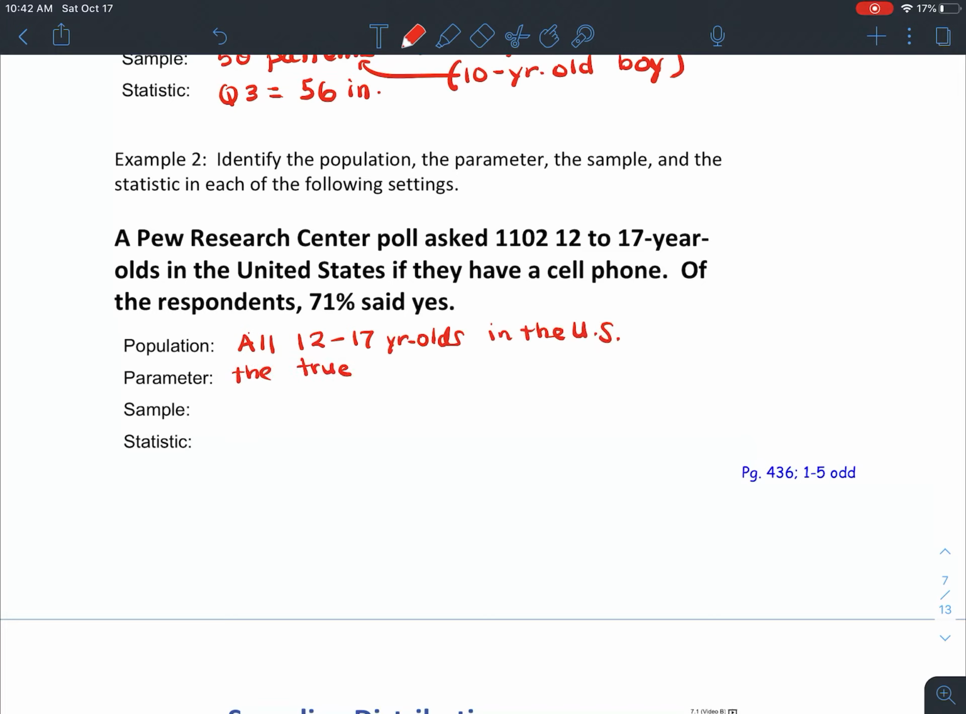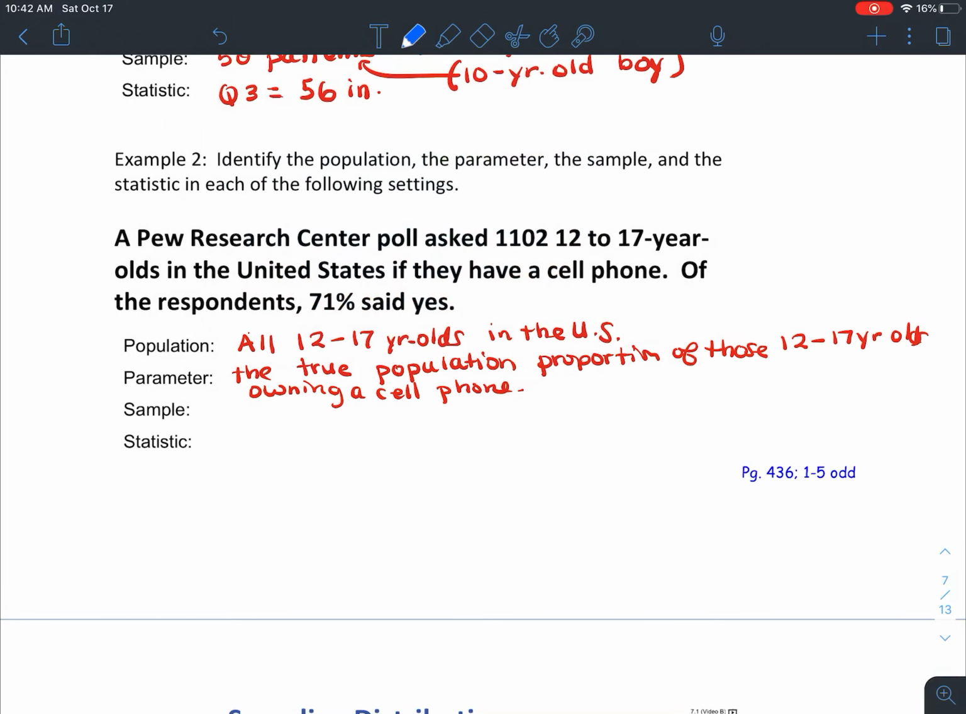Okay, the parameter, we don't know what that is, but I'm just describing what it is. It would be the true or actual population proportion of those 12 to 17-year-olds owning a cell phone. Okay. Now, the sample is the 1,102 12 to 17-year-olds in the U.S.